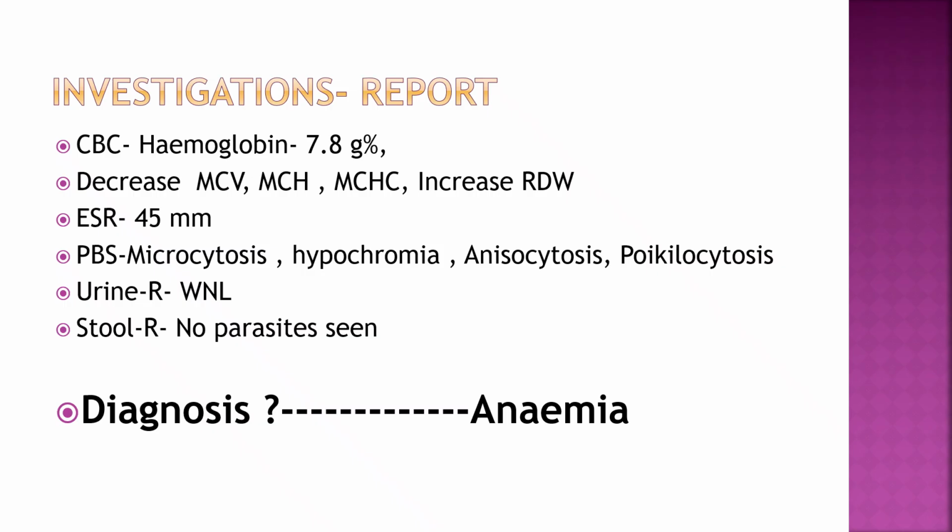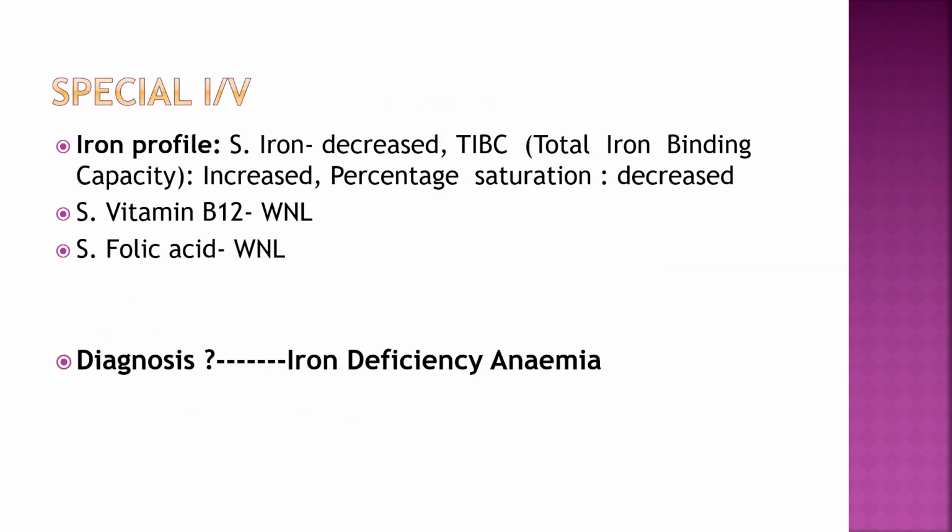Then urine routine is within normal limits, and stool routine shows no parasites. So based on these routine findings, what is your diagnosis? So it is anemia. Now the patient is having anemia, but which type of anemia? Because according to that we have to give treatment to the patient.